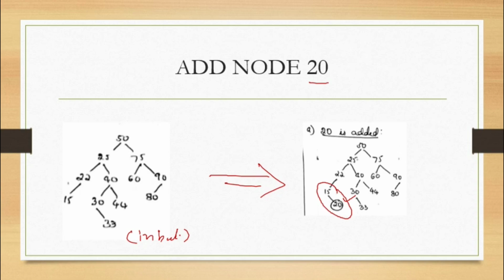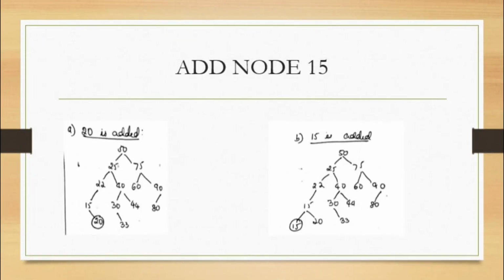Now for the next case, you are adding 15. This is your input tree. That is why I have given this, because you might wonder why the 20 is added there and why the sir is putting that. It is simply the input for the next case. So here I am adding 15. Now look here, students, this is very interesting.